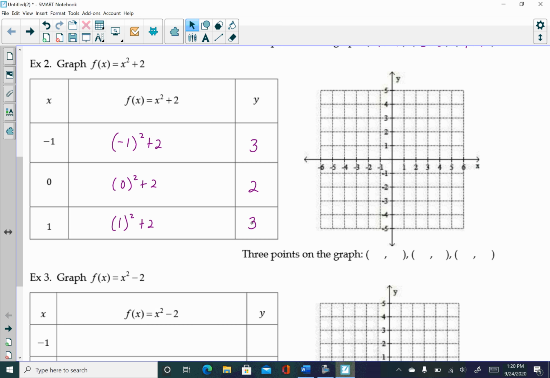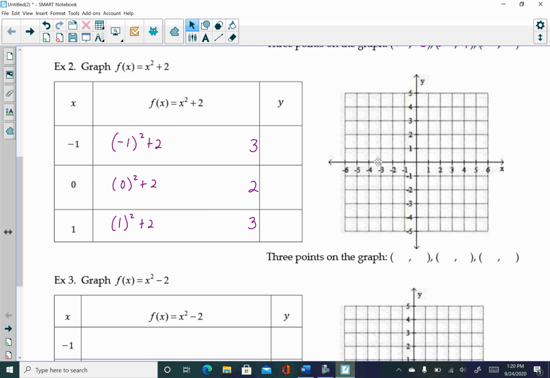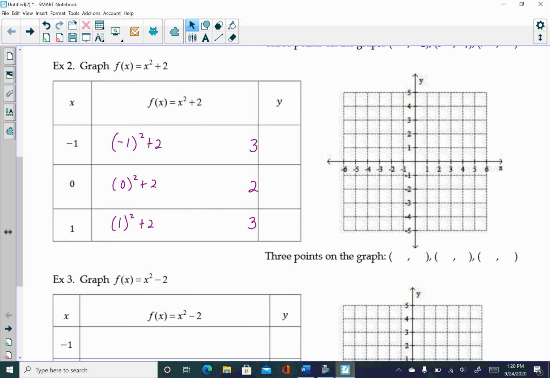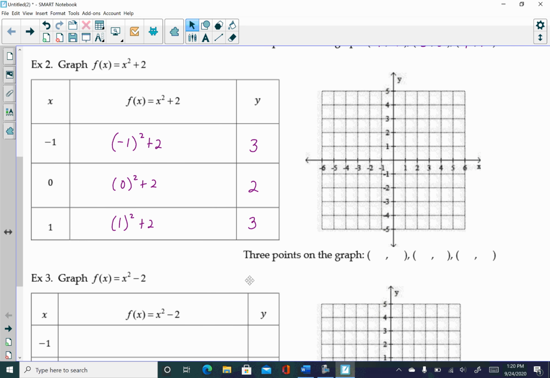All right, so now let's plot these points. Give me just a second. Let's plot these points.